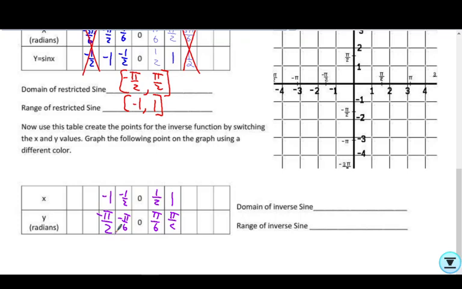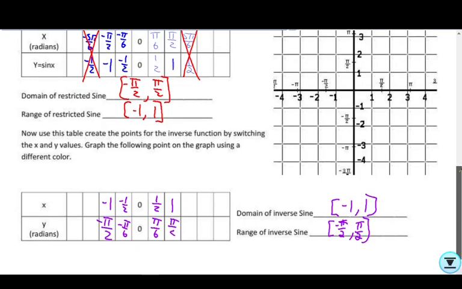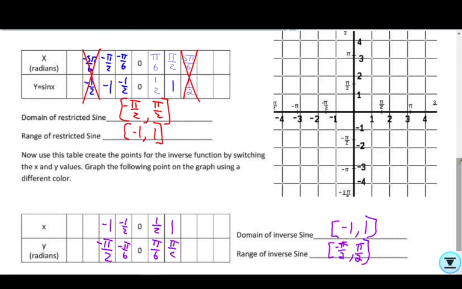Okay? Now notice that my new domain is from negative 1 to 1, and my new range is from negative pi over 2 to pi over 2. So, like we said, for the inverse, we've switched the domain and the range, the x and the y. And we're going to do the same thing for the graph. We're going to graph on this graph here what the inverse sine function looks like.